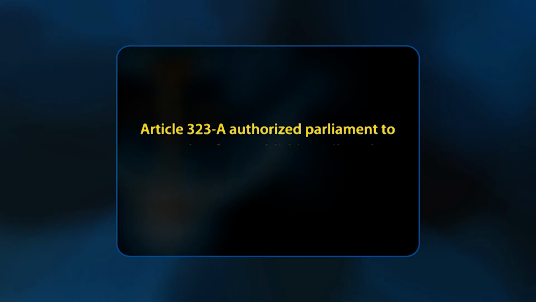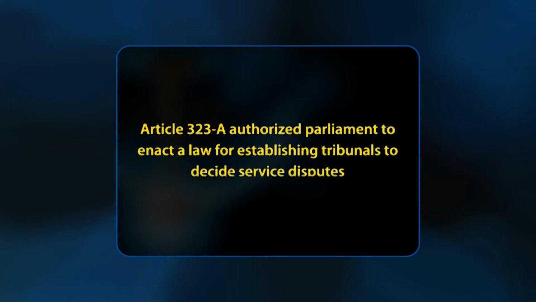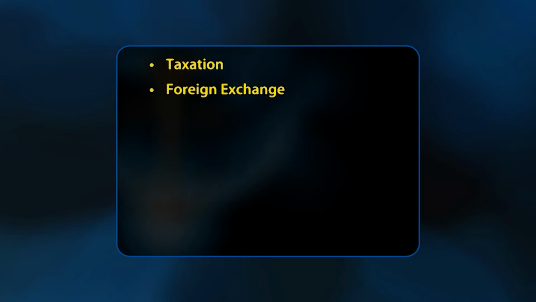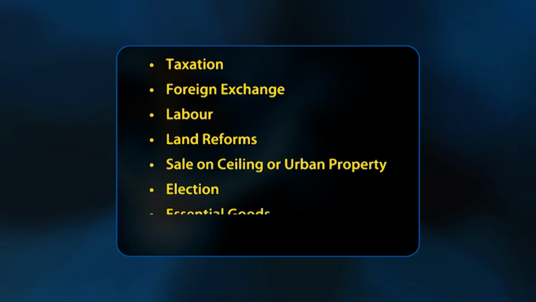Article 323A authorized Parliament to enact a law for establishing tribunals to decide service disputes regarding recruitment and conditions of service of employees of the union, state, local and other authority, including any corporation owned and controlled by the government. Whereas Article 323B empowers the appropriate legislature to establish by law tribunals for adjudication of disputes or offences relating to taxation, foreign exchange, labour, land reforms, ceiling on urban property, election, essential goods and incidental matters.